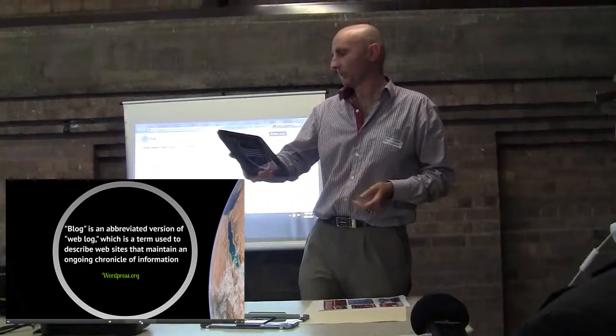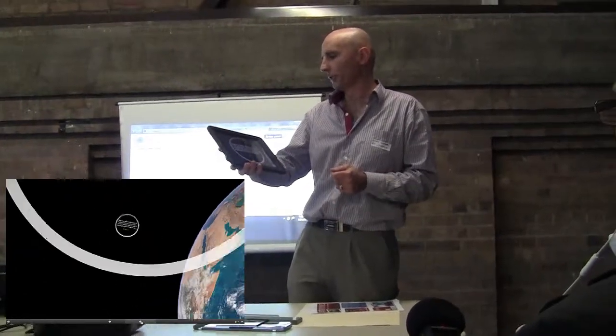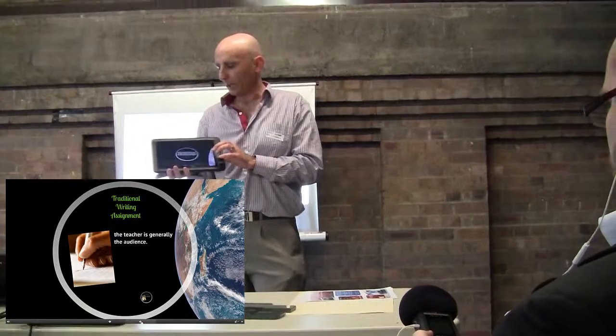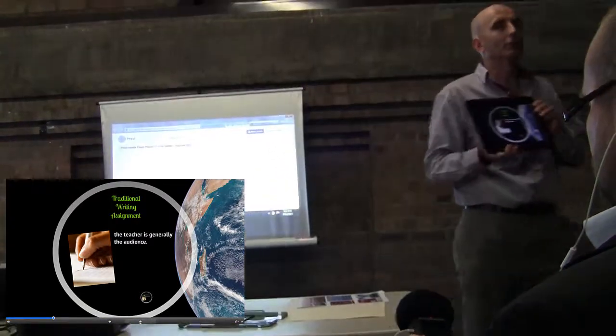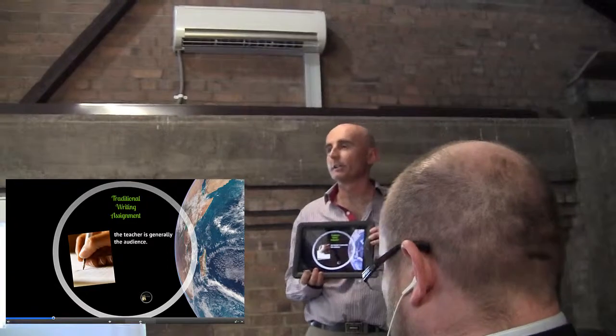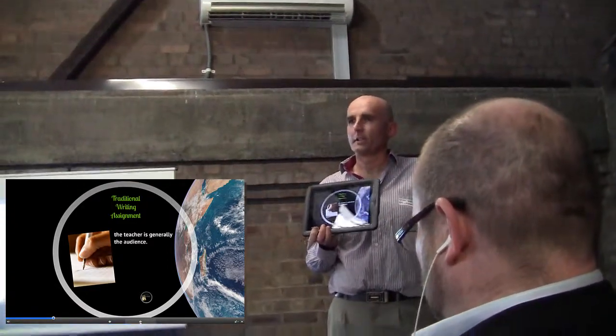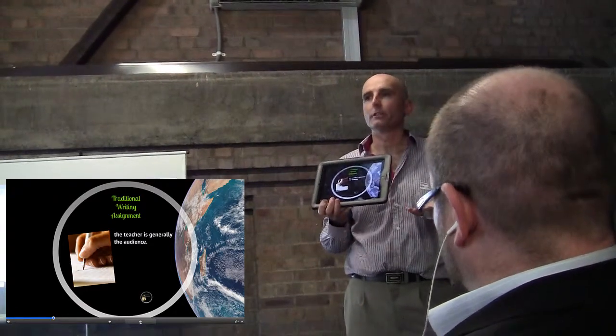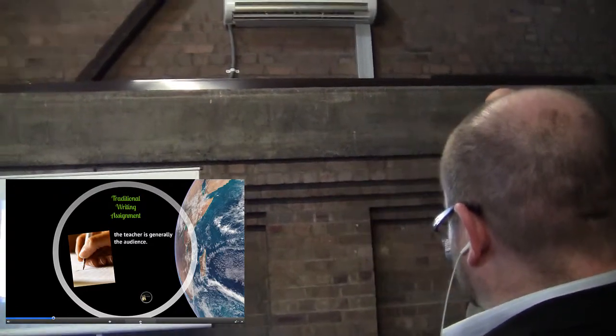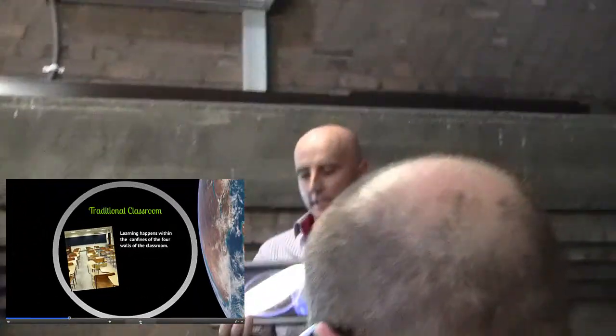So WordPress says blog is an abbreviated version of a weblog. It's like a chronicle. But what I'm looking at is we've got traditional writing, and there's nothing wrong with that. The only thing with traditional writing is that it's for the teacher usually. It might be for a couple of people, and the students may not be that motivated to really push themselves because it's for the teacher. I hand the assignment in and it gets marked and that's it.